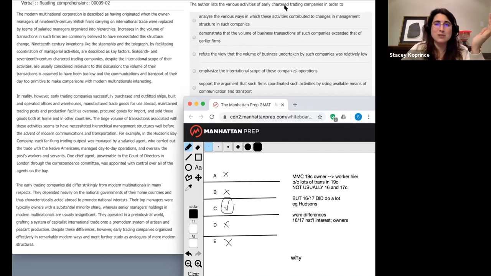This is referring specifically to the 16th and 17th century firms, and I can see that from their exact language match right here, chartered trading companies. This one's the correct answer. It's what I had thought of before I looked at the answer choices.